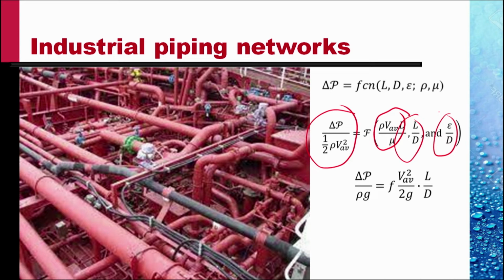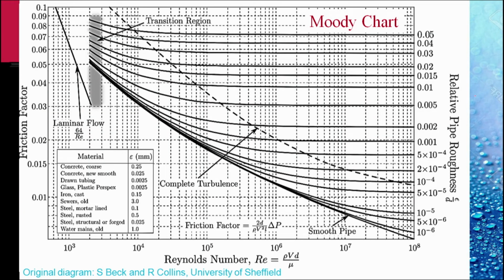We can further show that delta P by rho g can be written as F times V square by 2g into L by D, where F is a function of the first parameter, which those of you who have studied fluid mechanics will realize is the Reynolds number, and the roughness parameter epsilon by D. Now, the scientists discovered since F is a function of only 2 parameters, we could do the experiments and determine how the function F varies with the parameters Reynolds number and epsilon by D, and produce one chart.